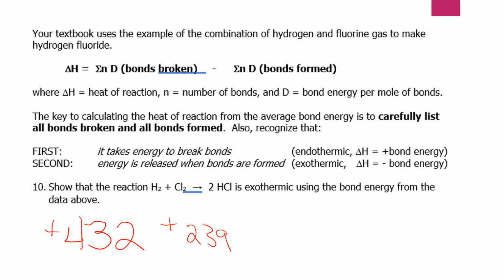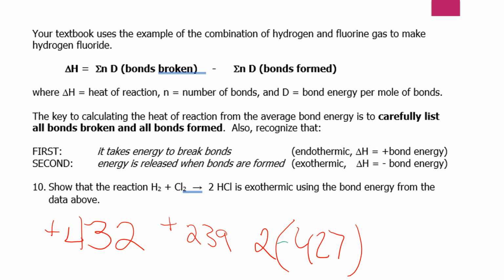What's the hydrochloric acid value? 427. But wait a minute. We're making two hydrochloric acids, aren't we? So that bond isn't occurring once, 427. It's occurring twice. So I'm going to take that value and multiply it by 2. What else do I need to do to the 427?